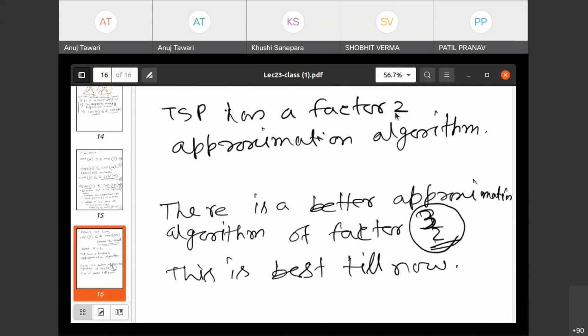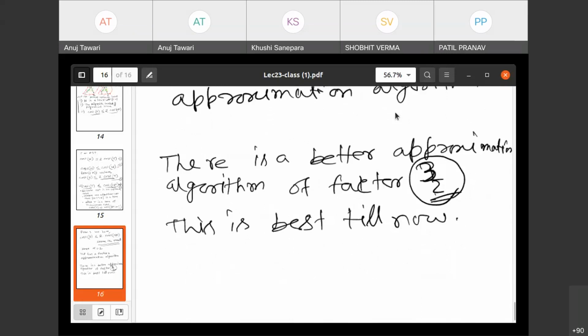And in fact it is the best known, but due to lack of time I won't be able to go into it. It will eat up a lot of time. It is known as Christofides algorithm. That's not what we are going to do. This is in fact the best known. We don't know anything better than a 1.5 factor approximation for TSP. So if this is clear, we'll move on to the next problem in approximation algorithms.